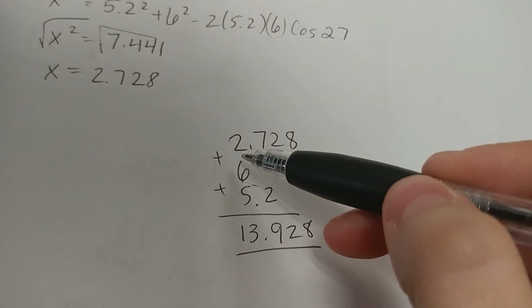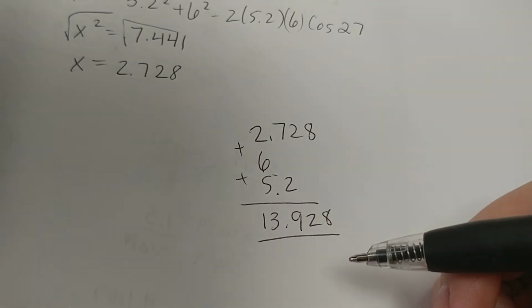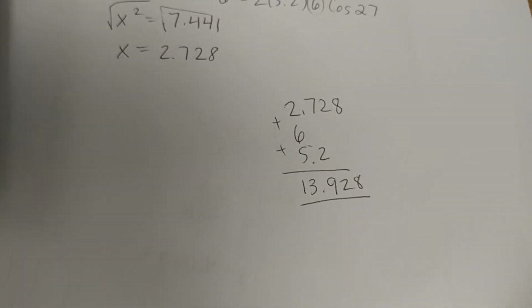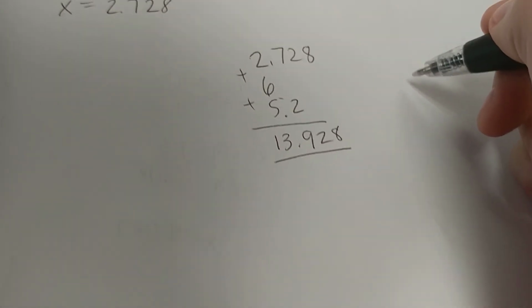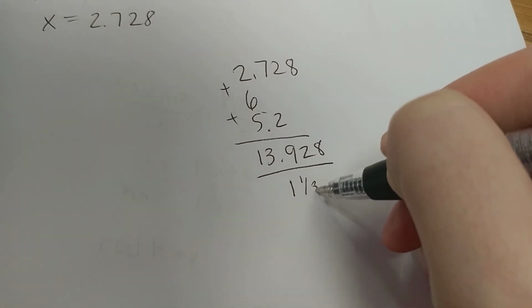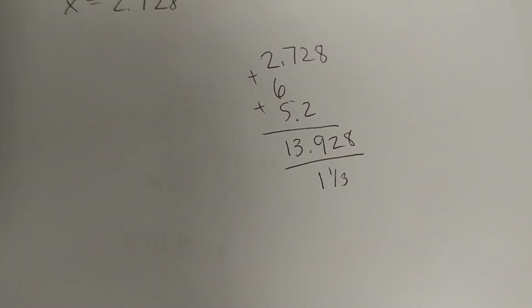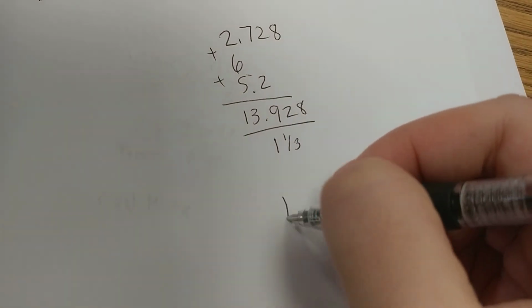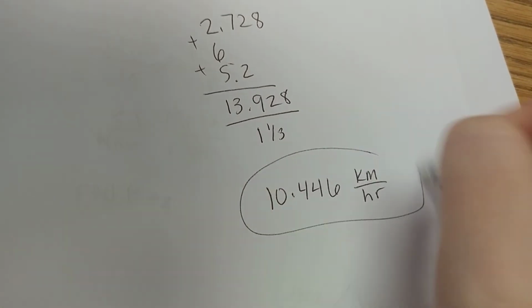Added up all sides of the triangle, he went 2.728 kilometers, 6 kilometers, and 5.2 kilometers for a total of 13.928 kilometers. It took him an hour and 20 minutes. Now, an hour and 20 minutes is not in hours. It is in hours and minutes. So if there's 60 minutes in an hour, 20 minutes is a third of that. So you're going to divide by the 1 1/3 hours it took to get done. So you have 13.928 divided by 1 1/3. When you get that, you get a total of 10.446 kilometers per hour. That's the speed.